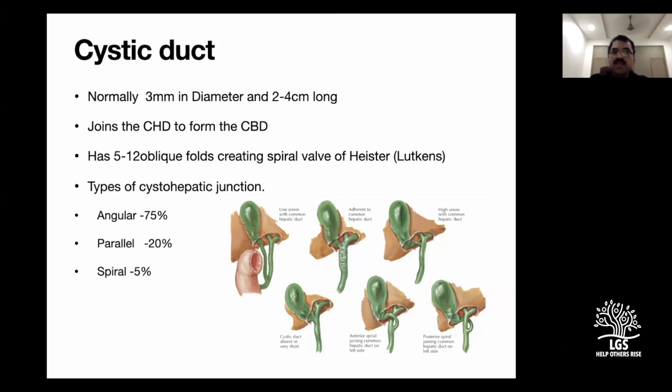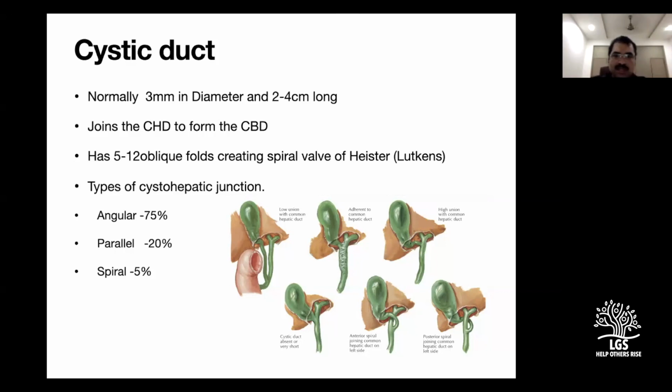So the cystic duct is provided with 5 to 12 oblique folds known as the spiral valve of Heister or sphincter of Lütkens. And the junction of the cystic duct and the bile duct varies. It can be an angular union in around 75%, parallel union in around 20%, and spiral union in 5%.